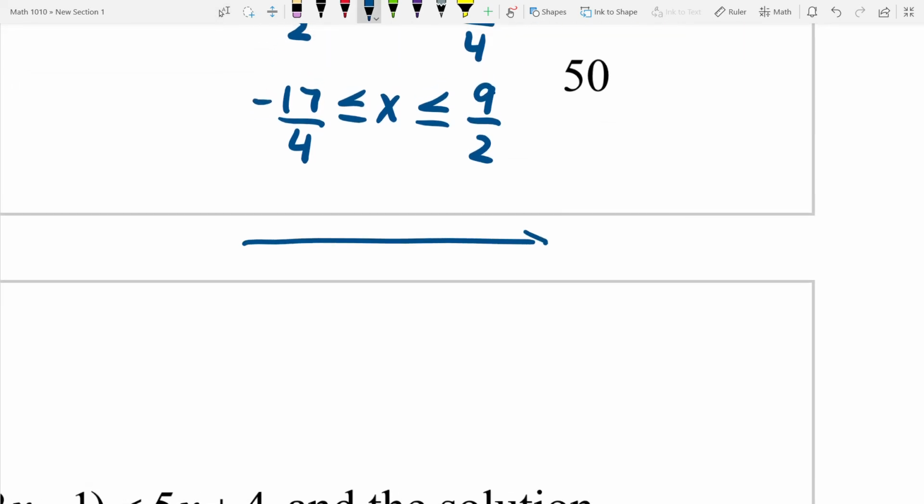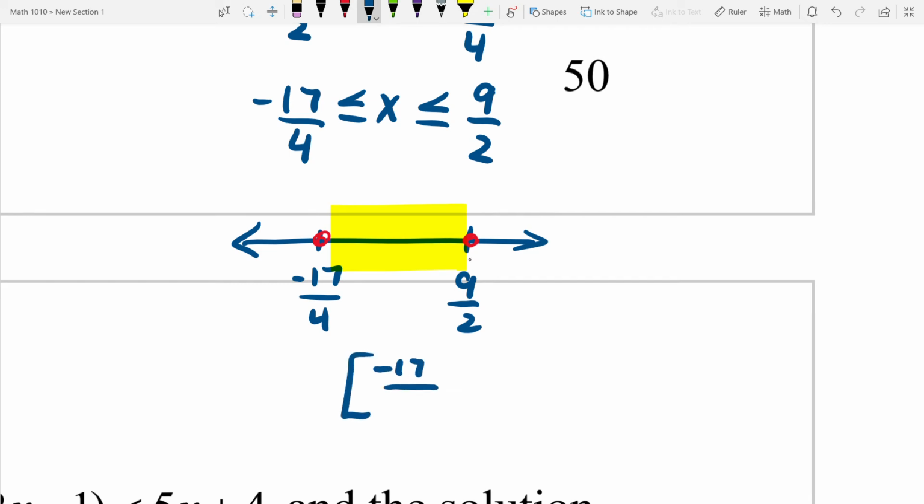Number line, -17 over 4, +9 over 2. Close circles because we've got equal signs. Tell me where to shade everybody. Inside. Yep. So your answer in interval form is -17 over 4 with a bracket, comma, 9 over 2 with a bracket. There's my answer. Oops, meant to highlight. There's my answer. Done.